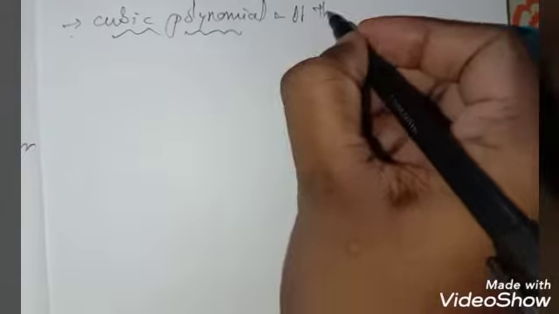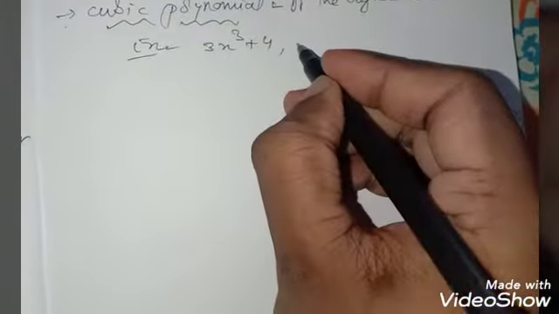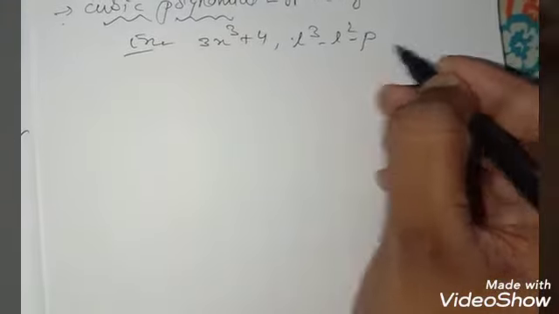Okay, next one is cubic polynomial. Now what is a cubic polynomial? If the degree is 3, right? Now if I take an example here, that is 3x cube plus 4. Now here the degree is 3, that's why it is a cubic polynomial, or else we can write as l cube minus l square minus p, right?